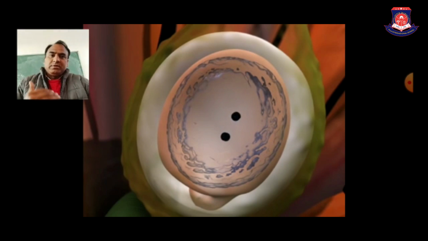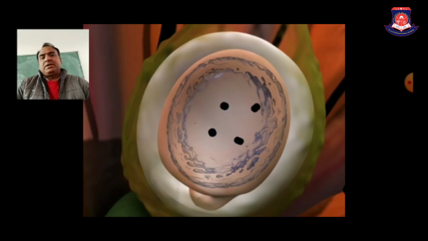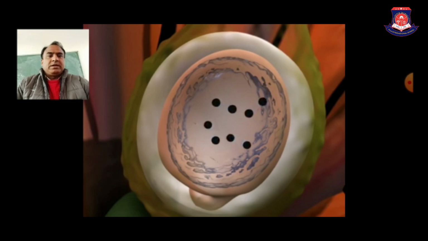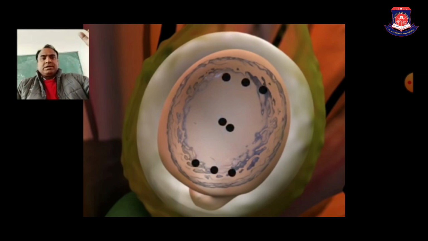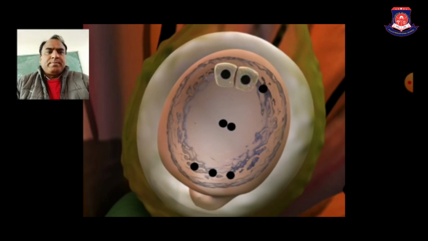First it divides in the first mitosis to form two cells, then the second mitosis forms four cells, then the third mitosis forms 8 cells. And now these cells rearrange themselves. Three cells move toward the chalazal end, and three cells, or you can say three nuclei, move toward the micropylar end. A cell wall is formed around these cells.